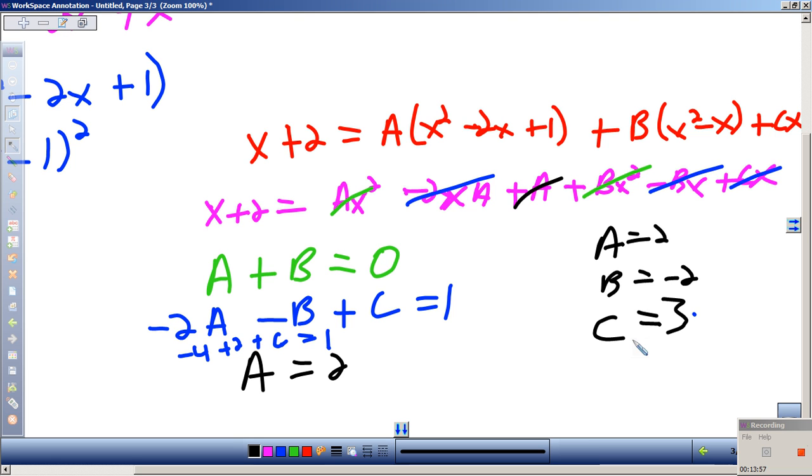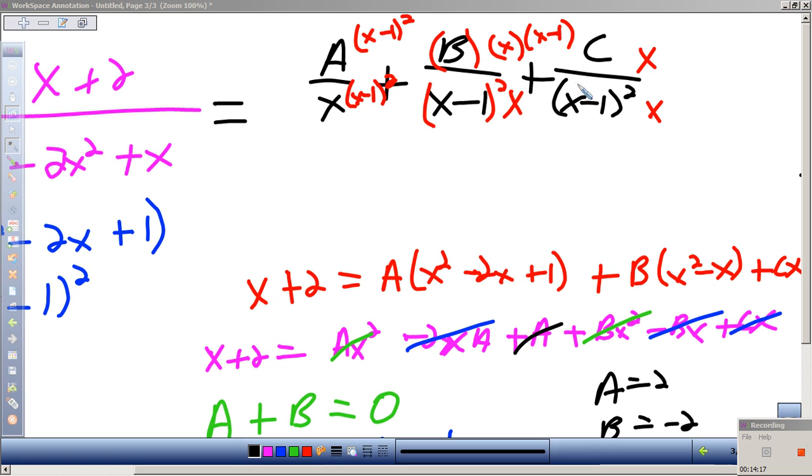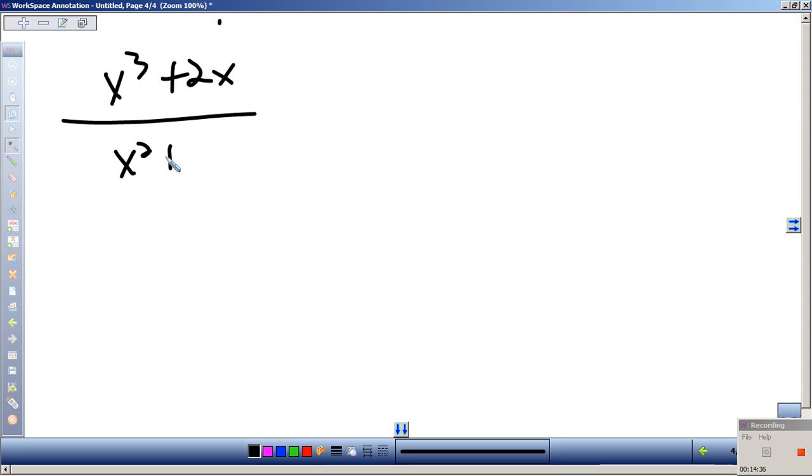Okay, everybody with me on what we did? We just plug this into what we had up above here. This one is the more challenging one. We have x cubed plus 2x over x squared plus 1 squared.